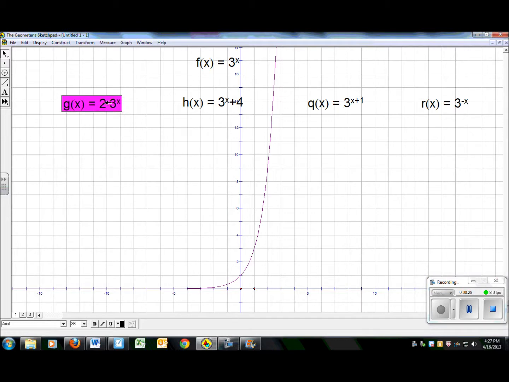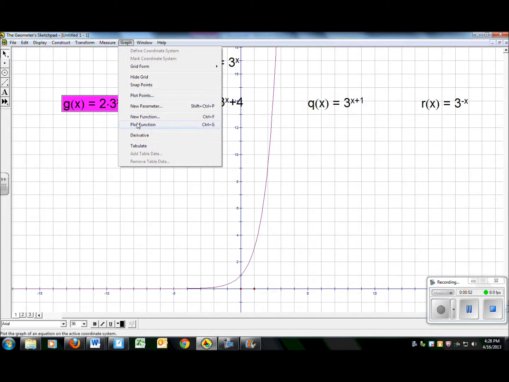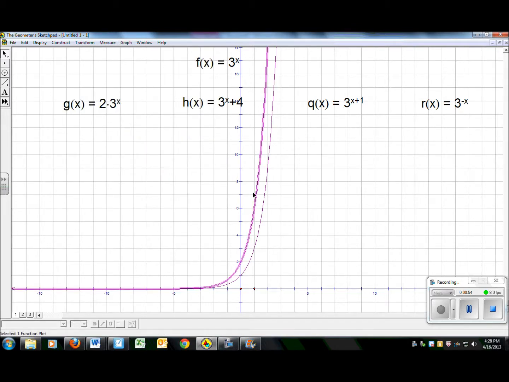Now I'm going to start with g of x. What I've done with g of x is I've taken every y value that was 3 to the x power, and I've just multiplied it by 2. So this 1 would be multiplied by 2 and become 2. This 3 would be multiplied by 2 and become 6. 1/3 would be multiplied by 2 and become 2/3. And so what it will look like here is a stretch of the original function.